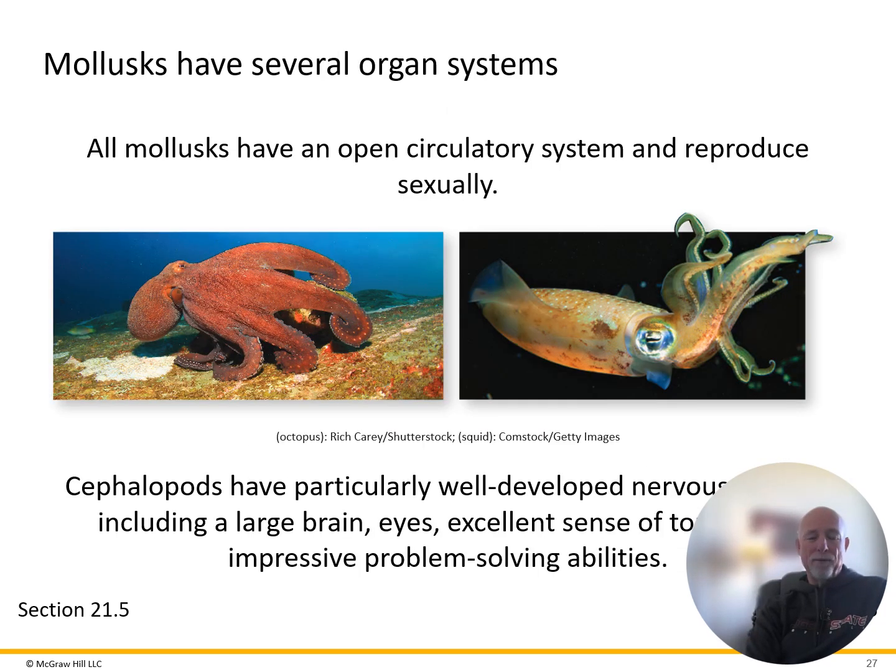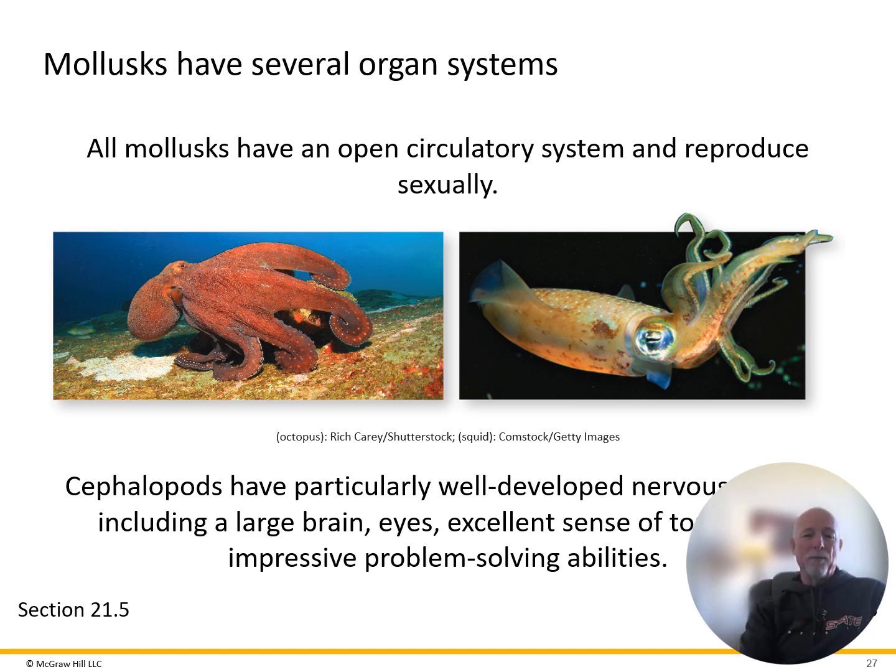They have a lot of different organ systems. They're more complex than what we've talked about. They reproduce sexually. Very well developed nervous systems, brains, eyes. The largest invertebrate in the world is the giant squid with eyes the size of basketballs.